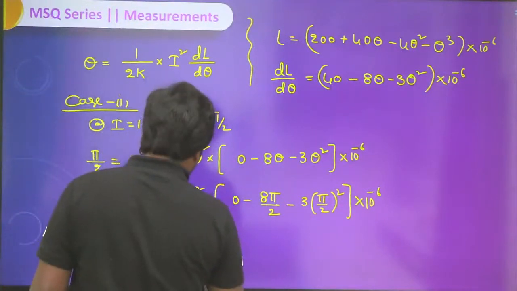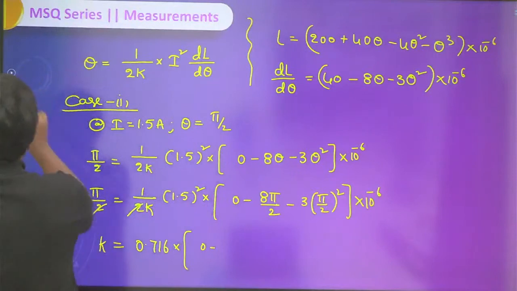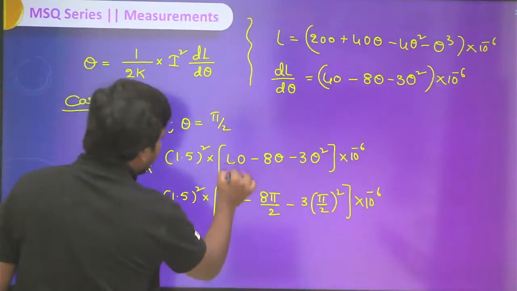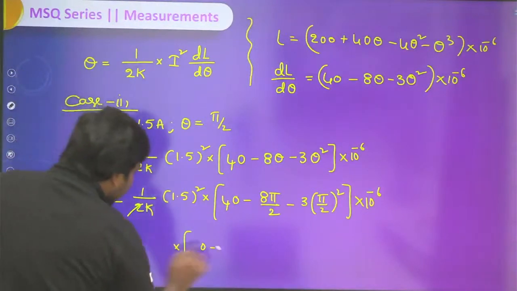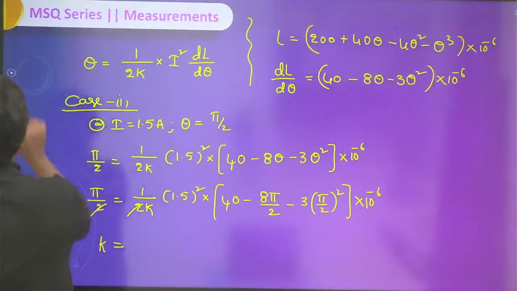Here it should be 40, right? So I'm extremely sorry. Yeah, then fine. I think you people are capable to solve this. I'm extremely sorry. It's a very simple question, and I don't want to waste the time here in the calculation. Unnecessarily, we'll lose the focus.